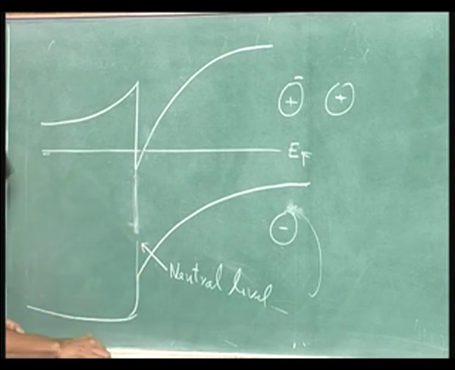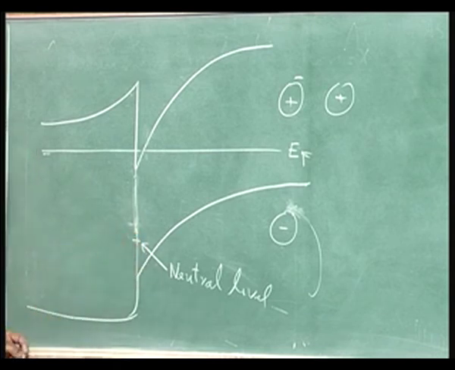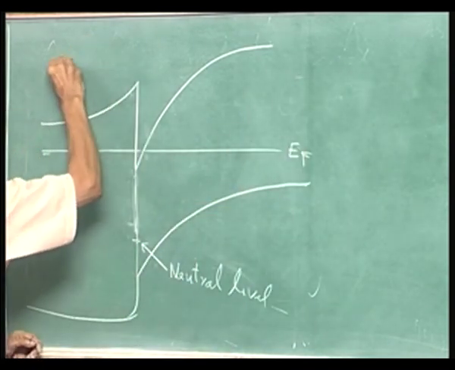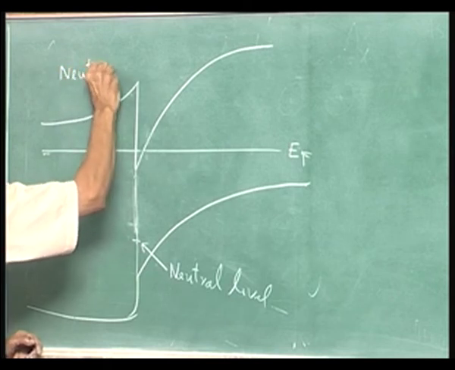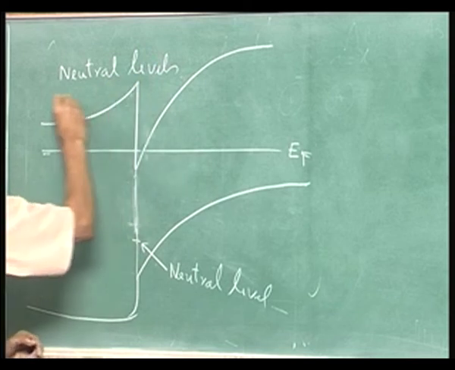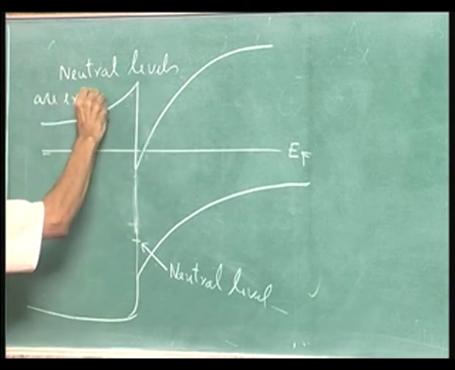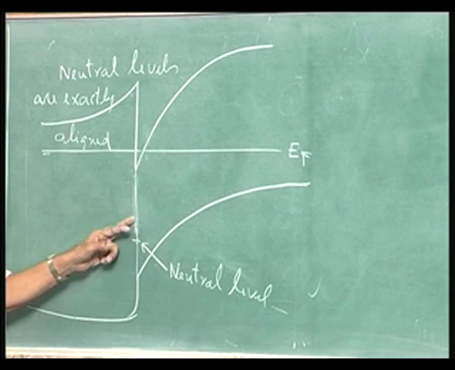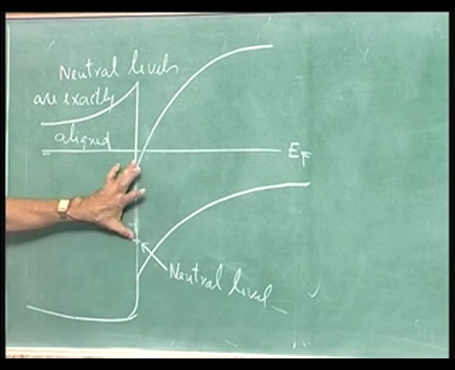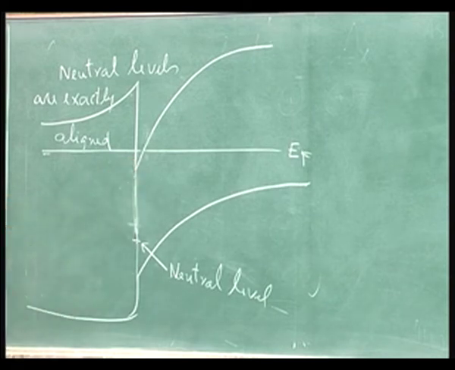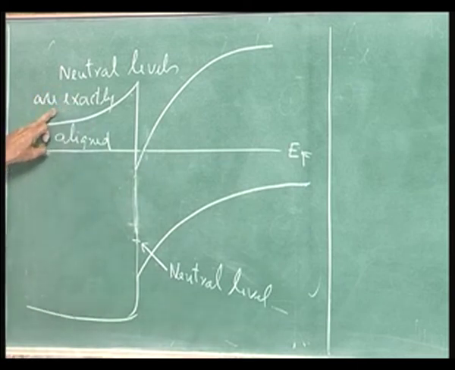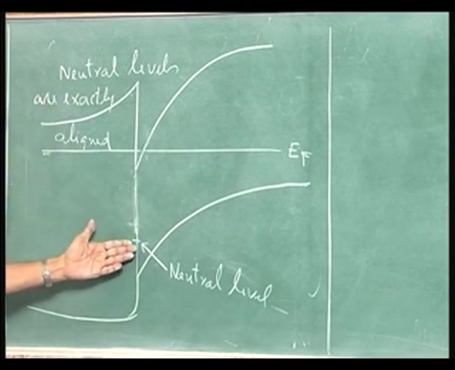Okay. Let me draw that diagram now. So, here it is perfectly neutral. Let me take a situation where the neutral levels are exactly aligned. Charge on both sides in the interface is the same. There is no charge transfer taking place there. There is no dipole layer formed. Whereas, here the neutral levels are exactly aligned.